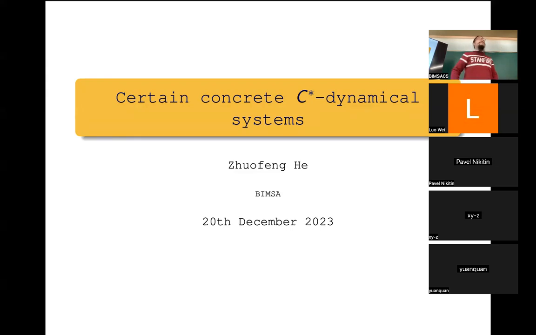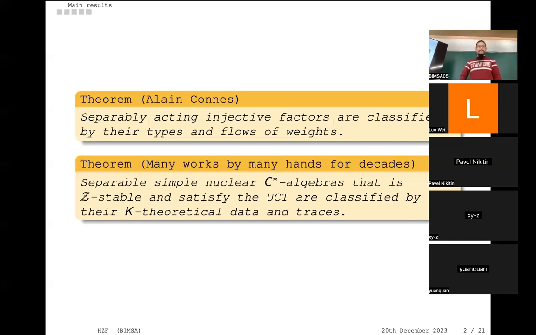So probably for the audience of this seminar, it's better to start from the result by Alain Connes, his work of classifying von Neumann algebras, the separably acting injective factors, by the invariants of types and flows of weights. In history, the philosophy of the study of von Neumann algebras is often borrowed by that of C-star algebras, and especially this classification work, which is actually a summary of many works by many mathematicians over many years.